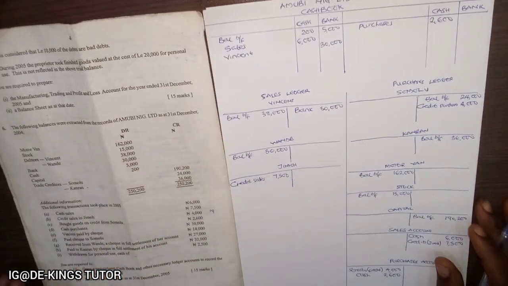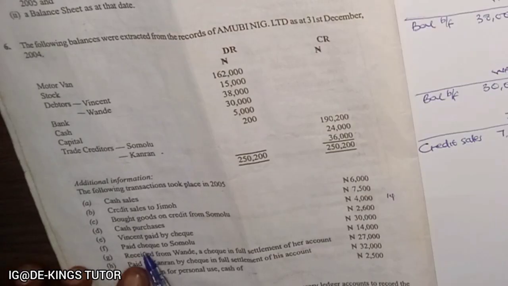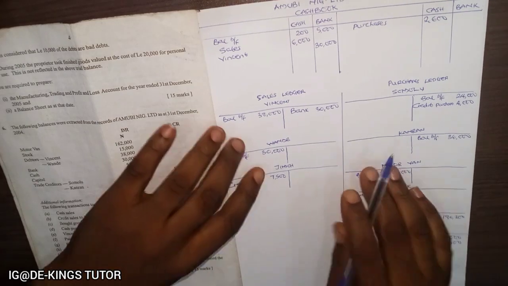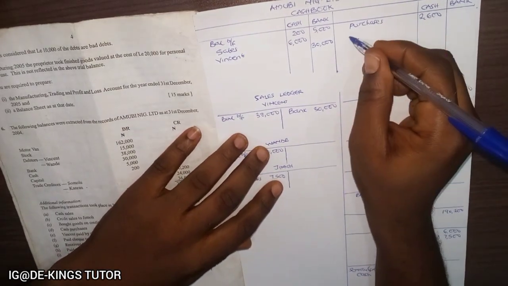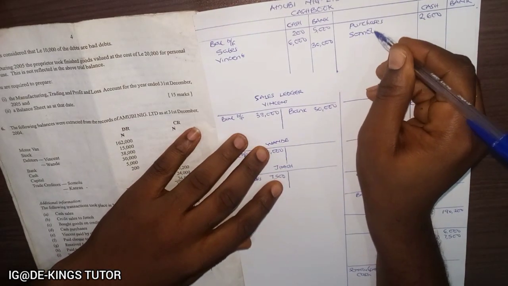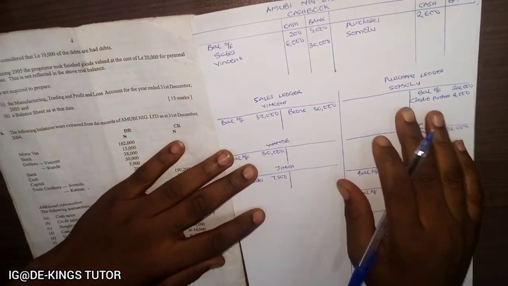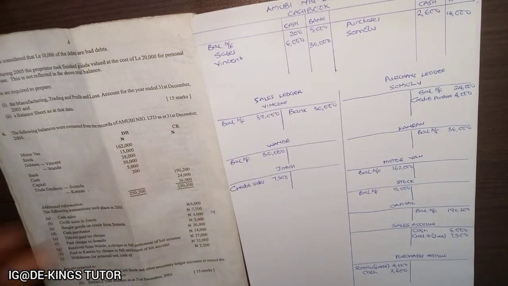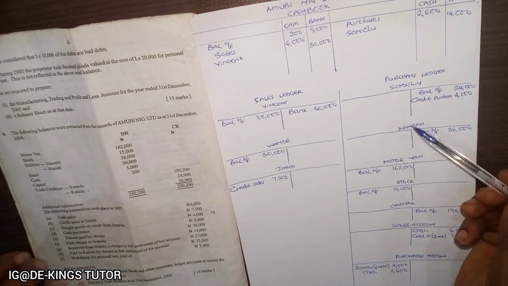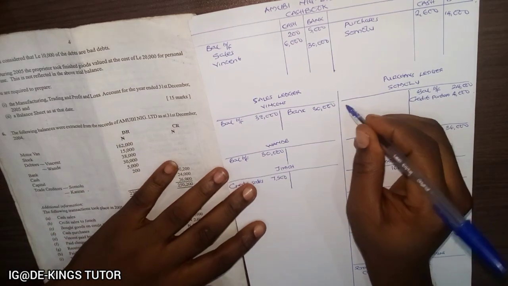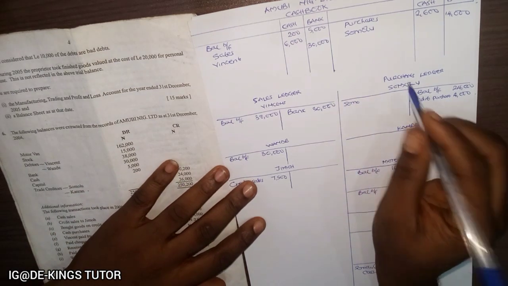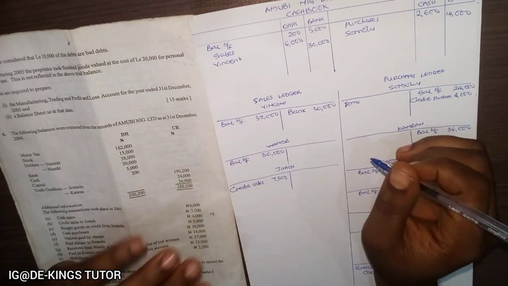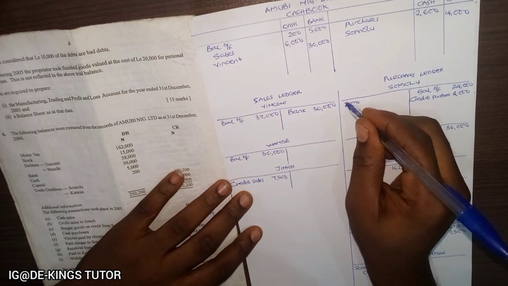Okay, so the next one, paid check to Shomolu. We paid check to Shomolu 14,000. So it will come here, Shomolu check. It should be under the bank column, 14,000. The corresponding entry will come to the Shomolu account, which is here. So I have Shomolu, we have bank, 14,000.